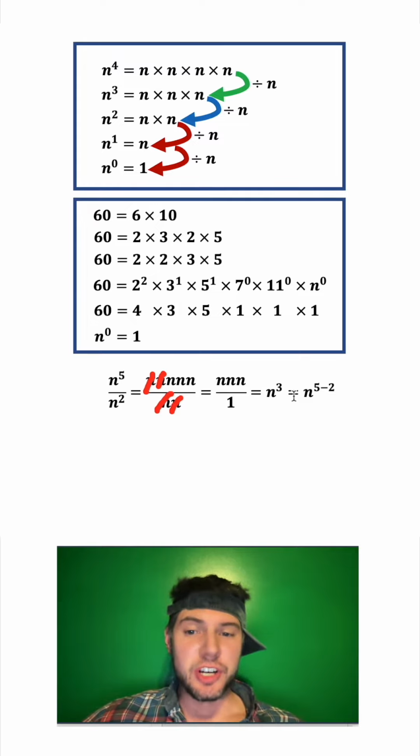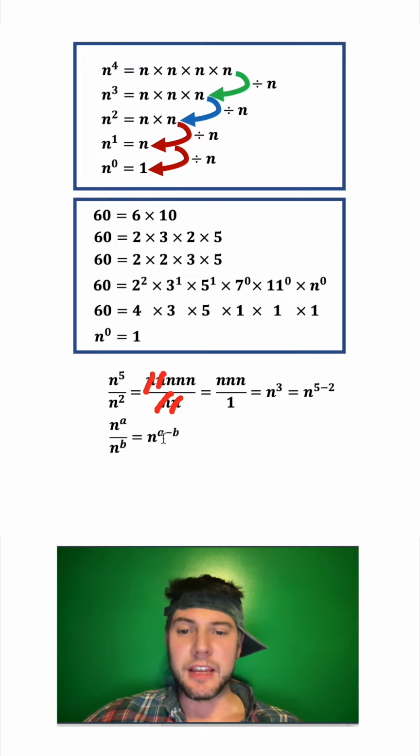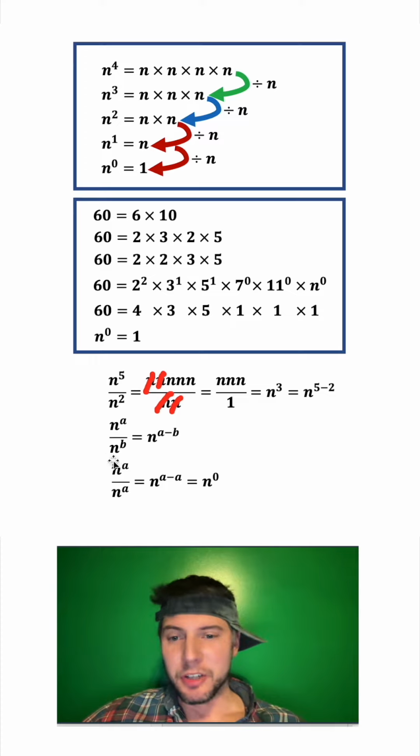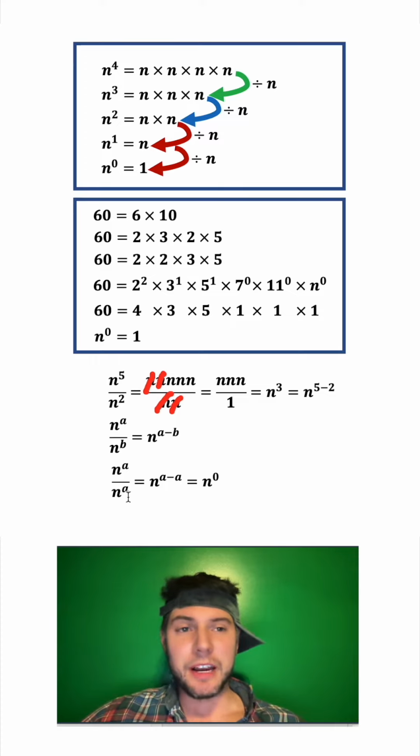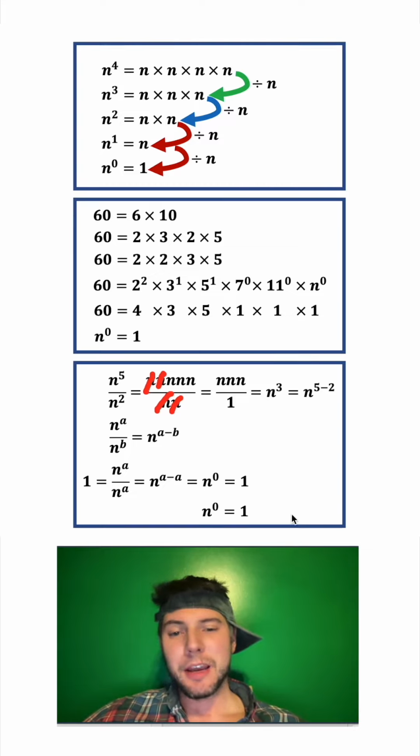Well, this is true in the general case. If you have an n to the a over n to the b, that's just equal to n to the a minus b in the exponent. Now what happens if both of these are a? If we have an n to the a over n to the a, that's going to be n to the a minus a, which is n to the 0. Looking at this, it's the same thing divided by the same thing. That's equal to 1. Since all of these are equal to each other, we can just say n to the 0 equals 1 and then bring that piece down and put a box around that.